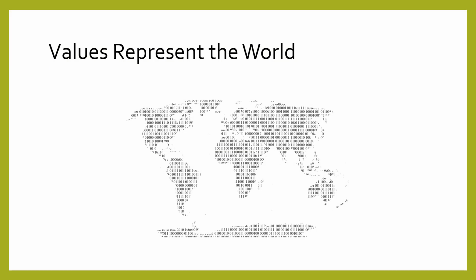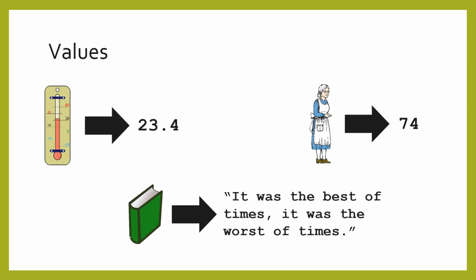Programming is all about inputting data so that we can manipulate it to get some output. Therefore, we use values to represent the real world as data in the computer. Values can represent anything in the real world that we can measure and concretely describe. Distances, temperatures, people's ages, our names, even the text of entire books.